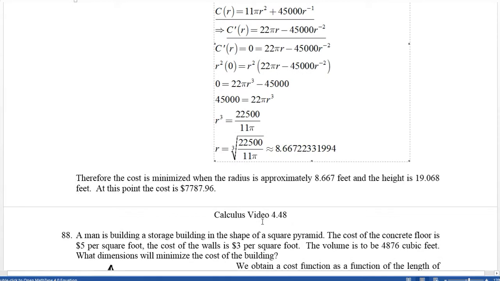Okay, here's another one that we'll maybe do in the next video. Suppose this time the storage building is in the shape of a square pyramid instead of a cylinder. The cost of the concrete floor is $5 per square foot, and the walls are $3 a square foot. The volume is 4,876 cubic feet. What dimensions will minimize the cost of the building? See if you can work that one, and we'll check that answer in another video a little bit further down the line.